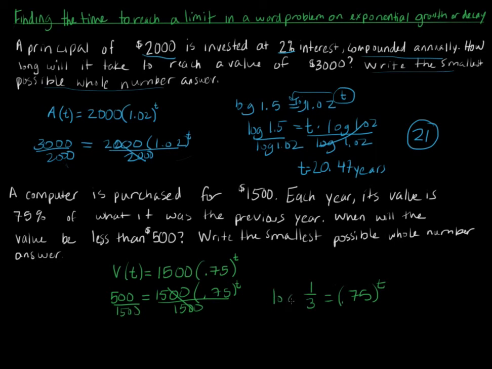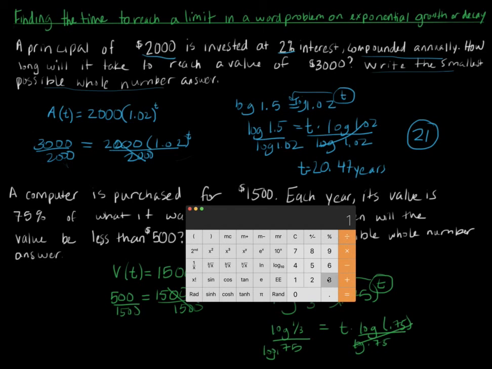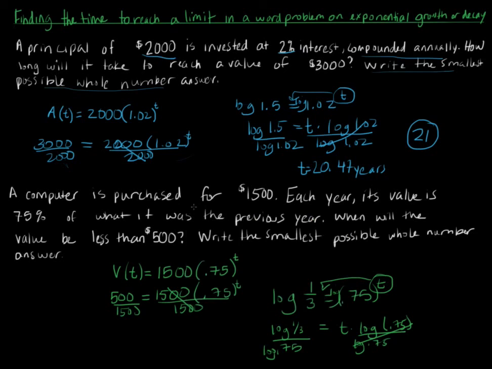We need to take the log of both sides. And then we can bring the t down to the front. So we'll have log of 1/3 equals t times log of 0.75. Divide both sides by log of 0.75. And that's t, so let's figure out what that is. So let's do 1/3, the log of that, divided by the log of 0.75, is 3.8 years.